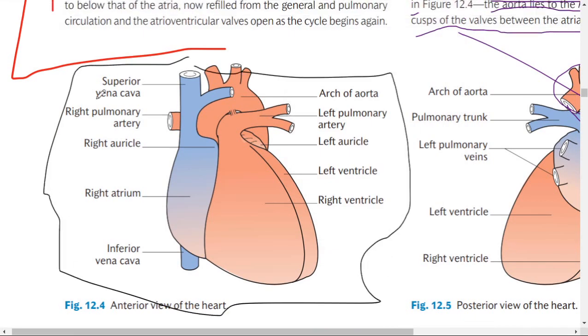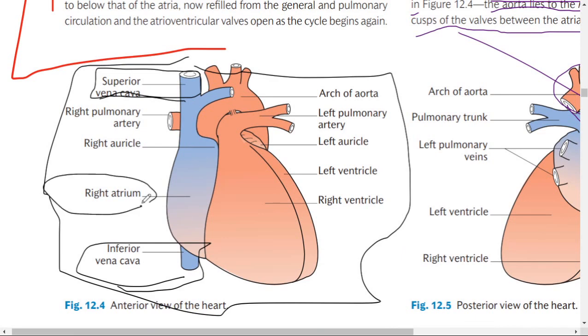It's an amazing picture. Superior vena cava, inferior vena cava, of course supplying the right atrium. Here is the right atrium and the right auricle. Then we have the right pulmonary artery.